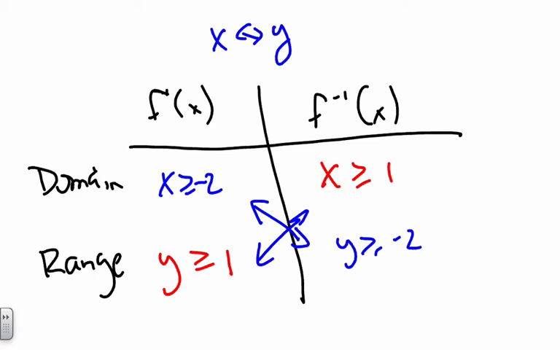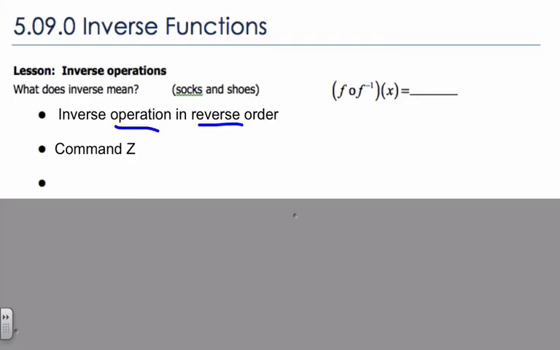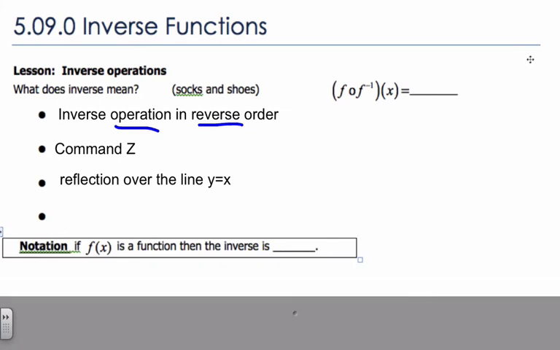Okay, so going back to my usual thing, I also know that inverse is a reflection over the line y equals x, and it is a switch of the x and y values. And if f of x is a function, f to the minus 1 of x is the notation for the inverse. We'll get to that later.